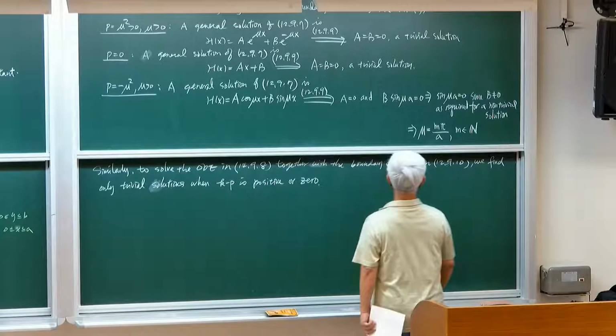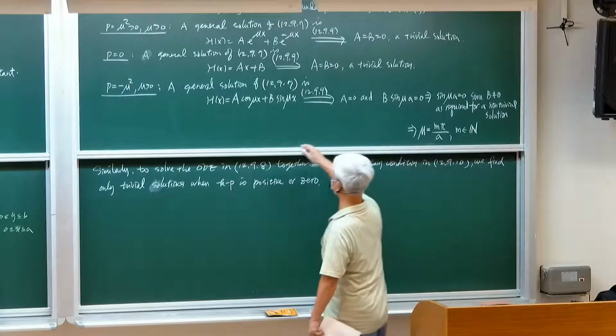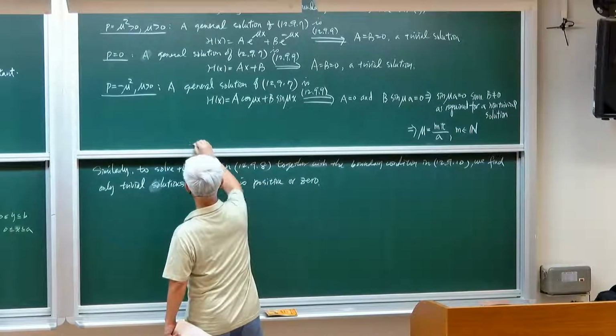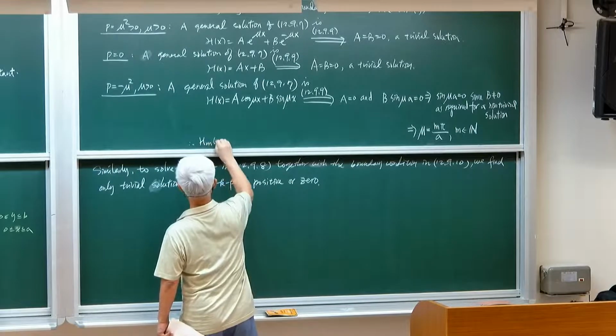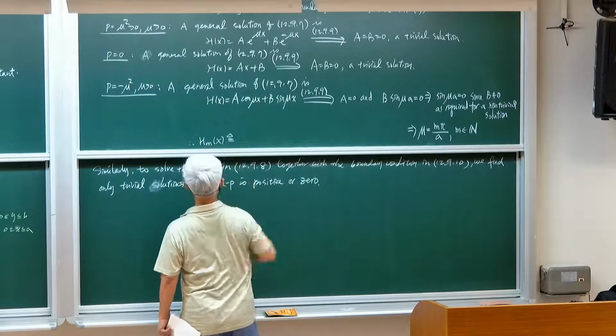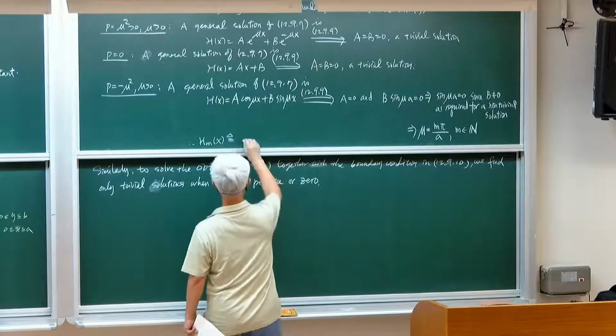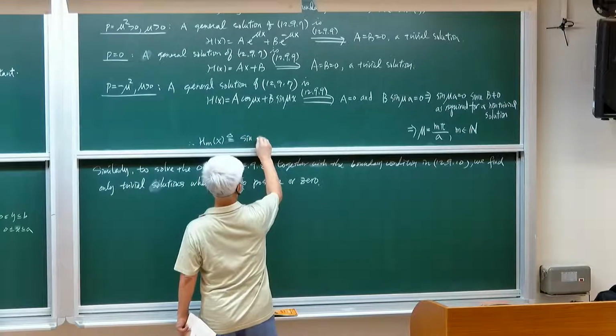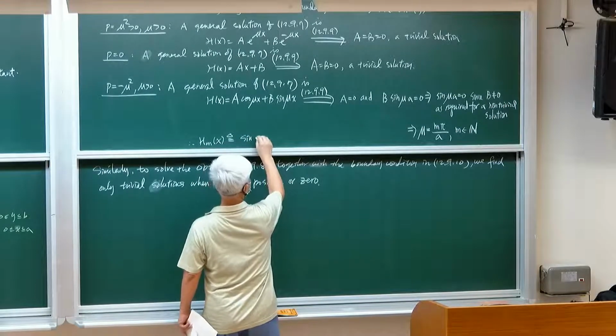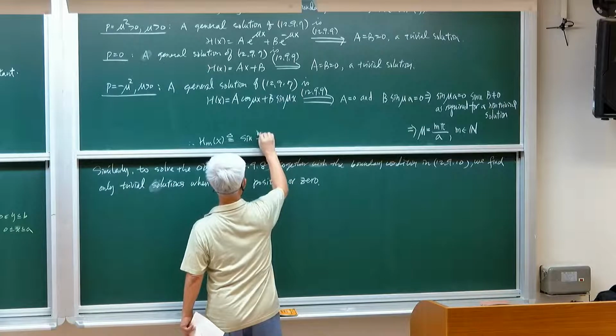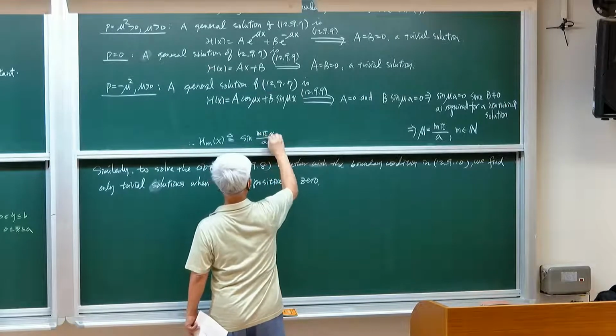By the way, I have to say, we define h_m to be sine of m pi x over a.